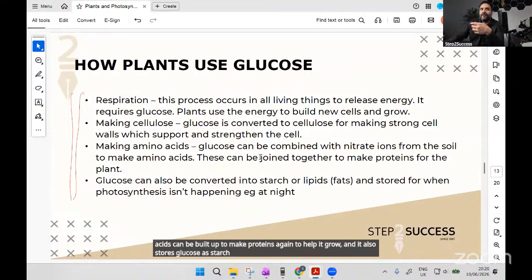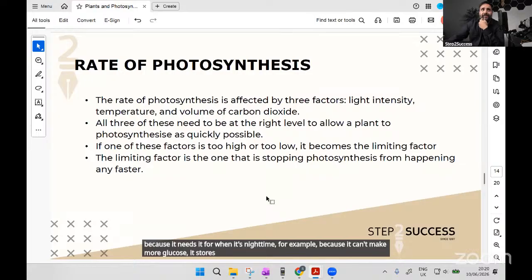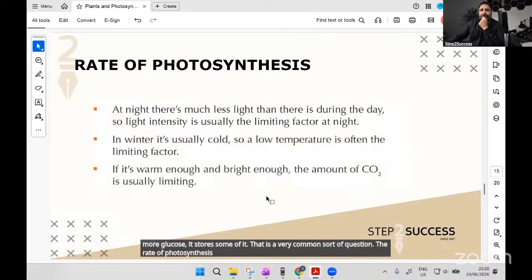Because it needs it for when it's nighttime, for example, because it can't make more glucose, it stores some of it. That is a very common sort of question. The rate of photosynthesis is a slightly more complicated topic.